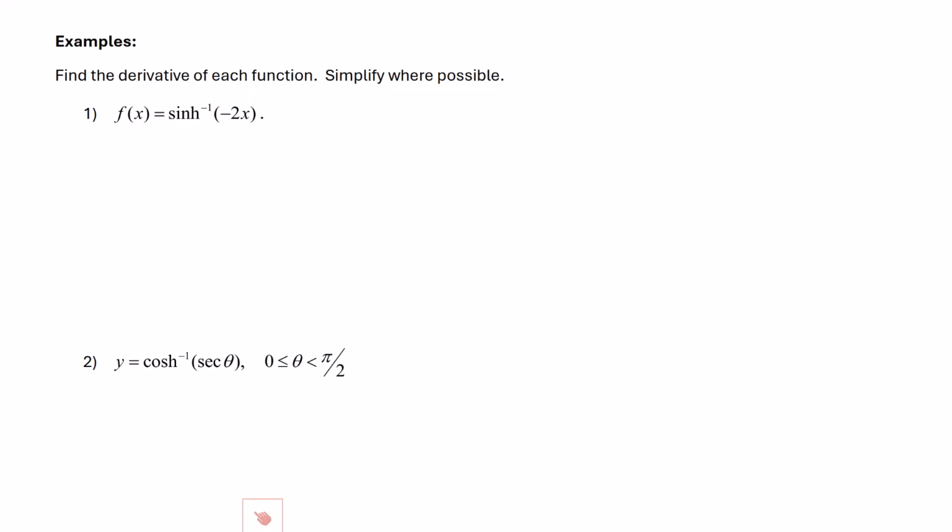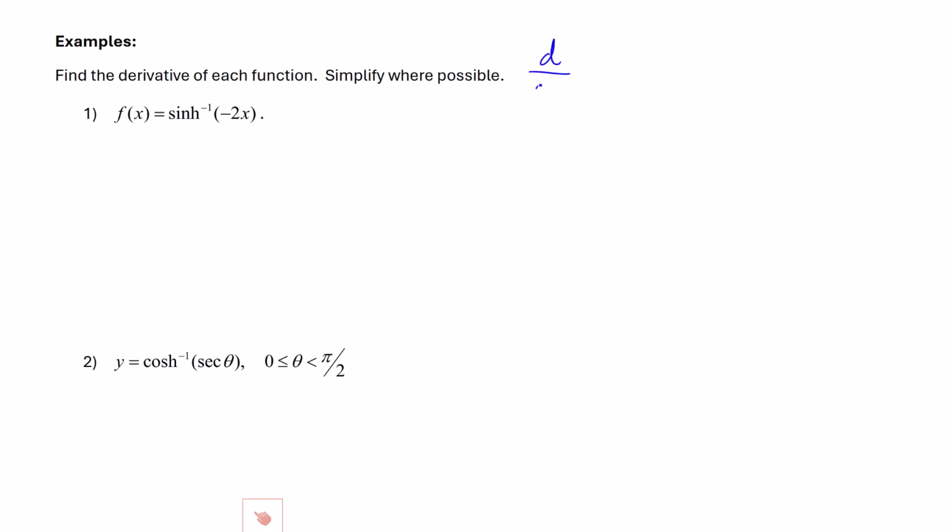So with an input such as negative 2x, you'll notice the formulas we have defined above only had the simple x as the input. So this is where we have to be careful with the chain rule. In fact, some textbooks might even list the formula that we have above using the chain rule. For example, you might see something like the following, which I'll write here.